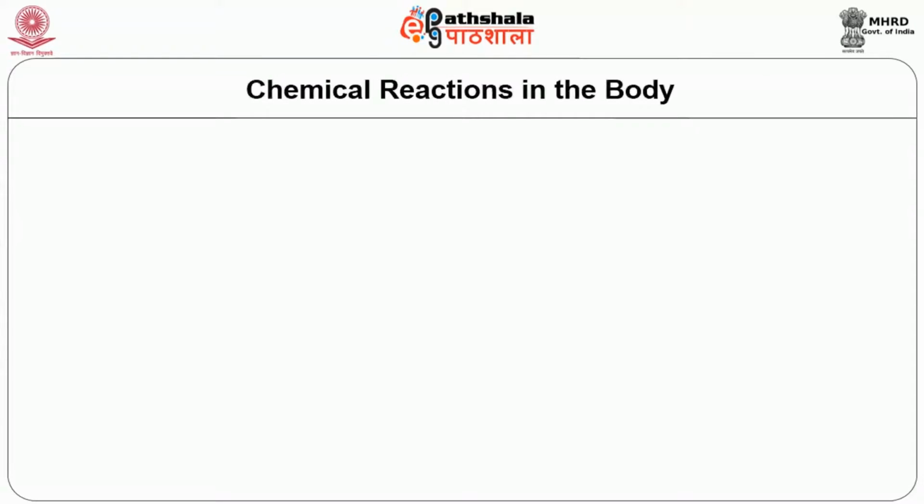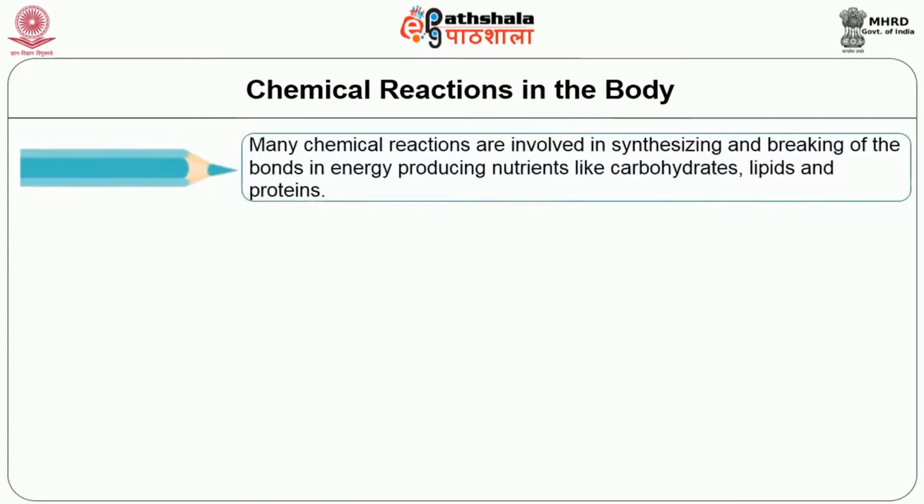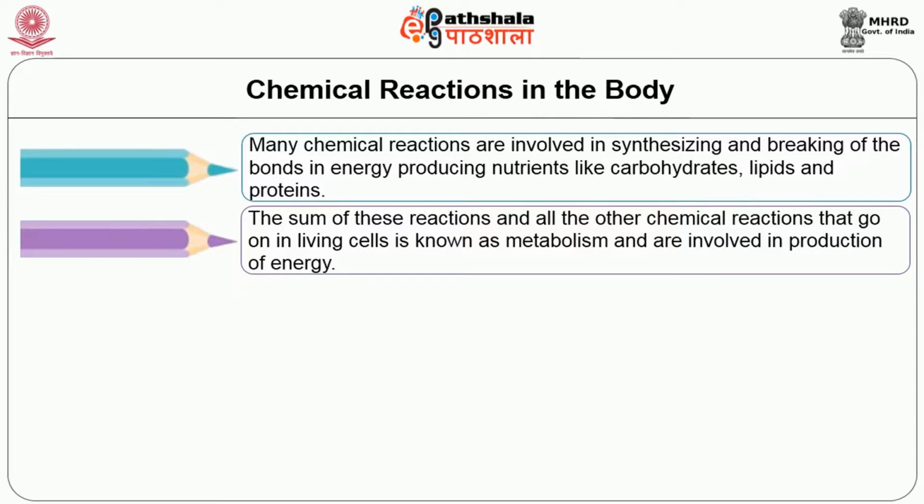Chemical composition in the body. Many chemical reactions are involved in synthesizing and breaking of bonds in energy producing nutrients like carbohydrates, lipids and protein. The sum of these reactions and all other chemical reactions that go on in a living cell is known as metabolism and is involved in production of energy.